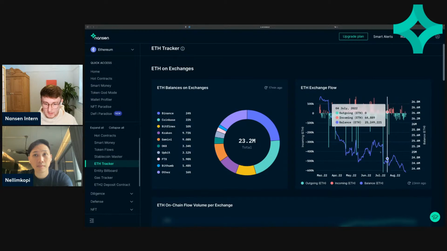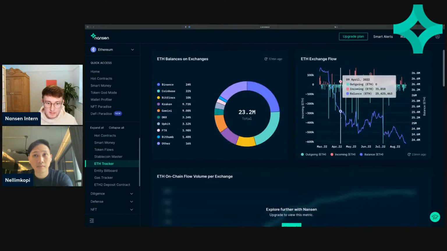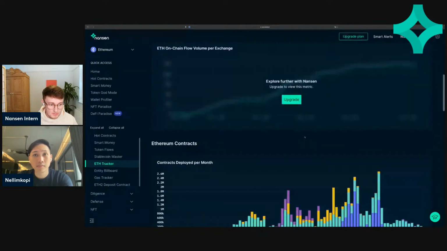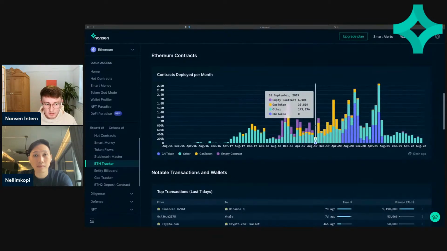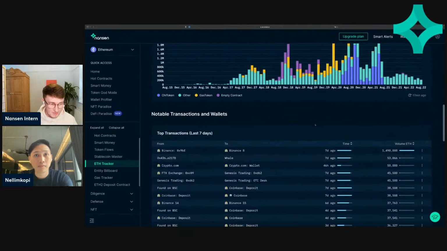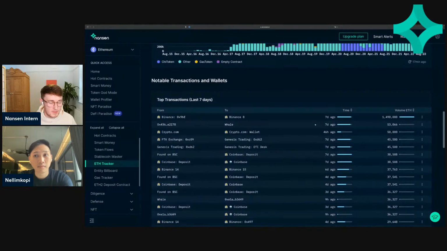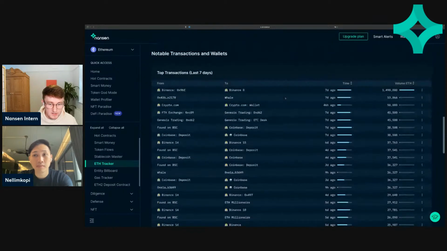And we now have this balance line as well to show the balance on exchanges. So you can see that that's been going down for a while. And then this part here, contracts deployed each month. This part we can cover, but because we're lacking time, I'm going to go to the part that's probably most interesting to everyone, which is top transactions.